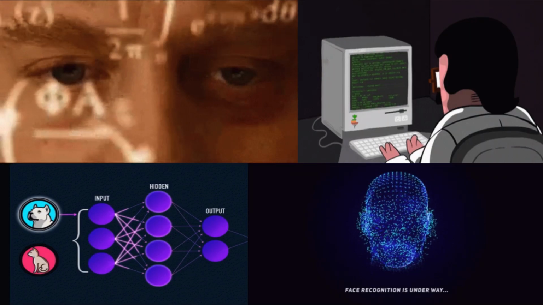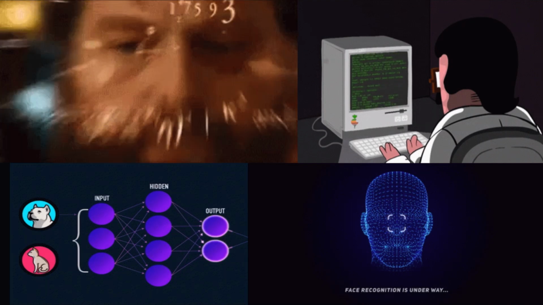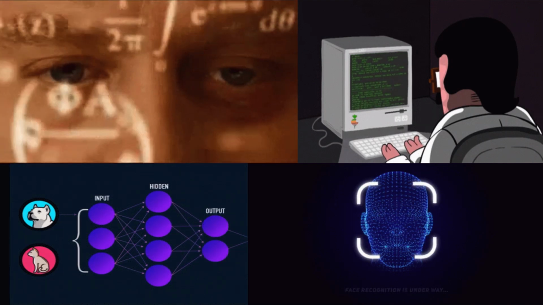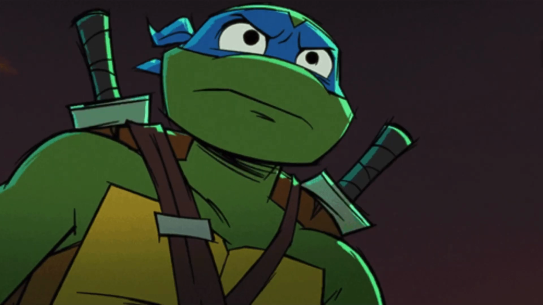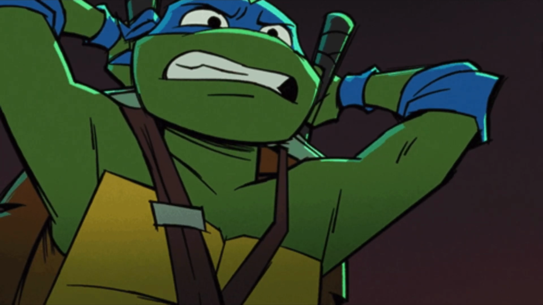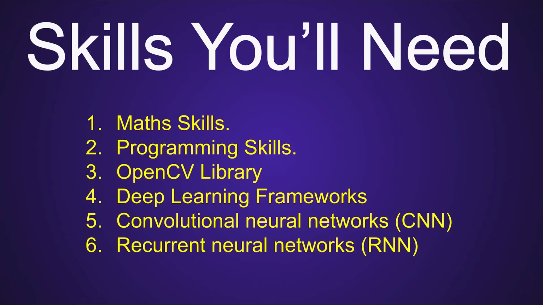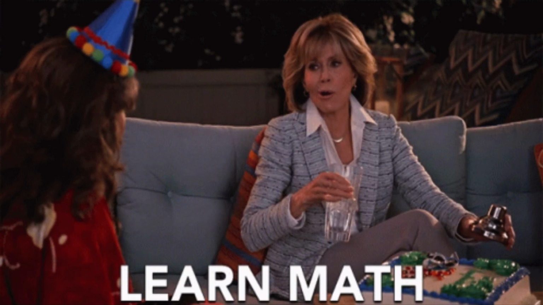All right, moving on. To become a computer vision expert, you will need to build up a few key skills. And don't worry, I will guide you through each one. So you will need the following skills: basic math skills, some programming knowledge, the OpenCV library, deep learning tools, and understanding of CNNs and RNNs. By the end of this video, you will know exactly how to get started. Let's start with the basics.